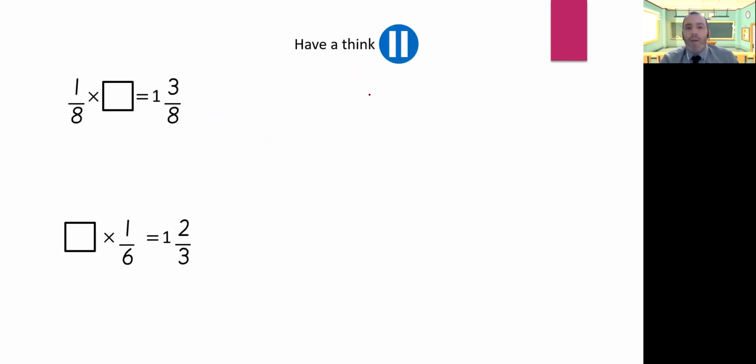Okay, have a go at these. Convert your mixed numbers into improper fractions first, and then look at what you're multiplying by 1 to get the number that's on top of the fraction, the numerator. Pause here to do this.